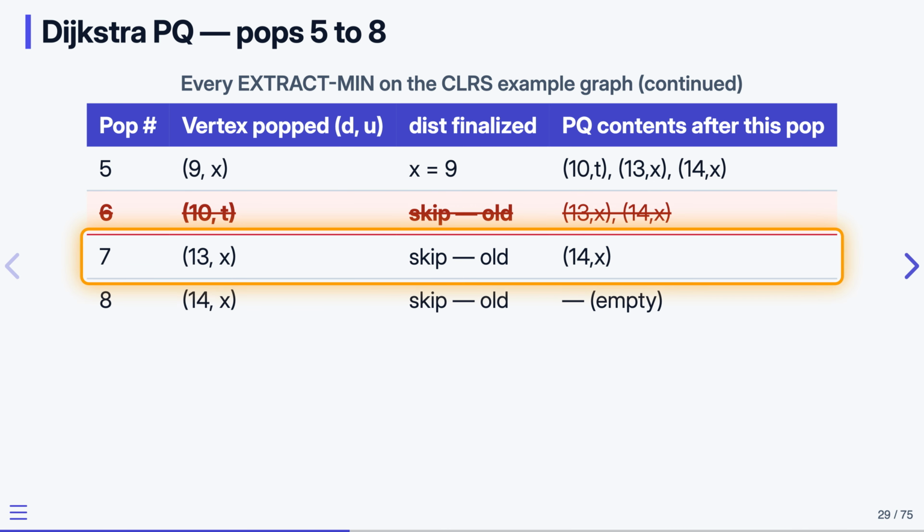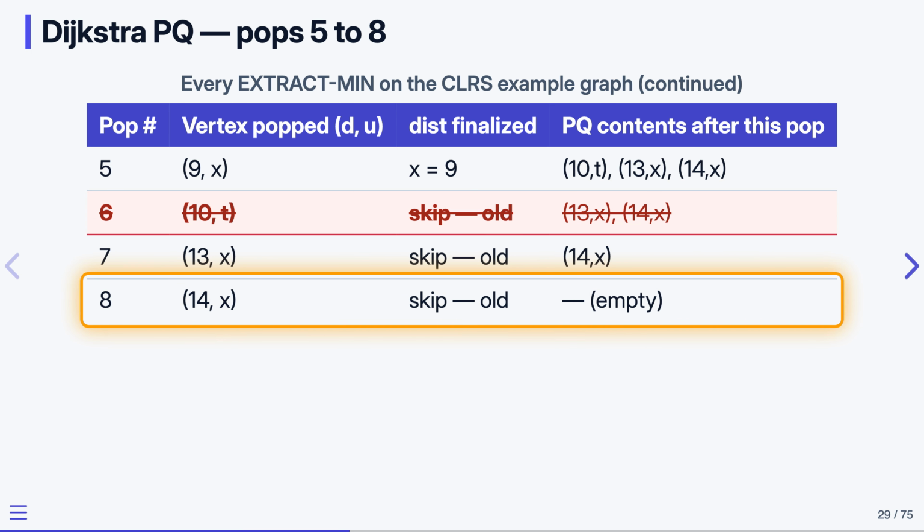Pop 7 takes 13 X, another old copy, skipped the same way. And Pop 8 takes 14 X, the oldest copy of all, skipped, and now the queue is empty. 8 pops for 5 vertices.